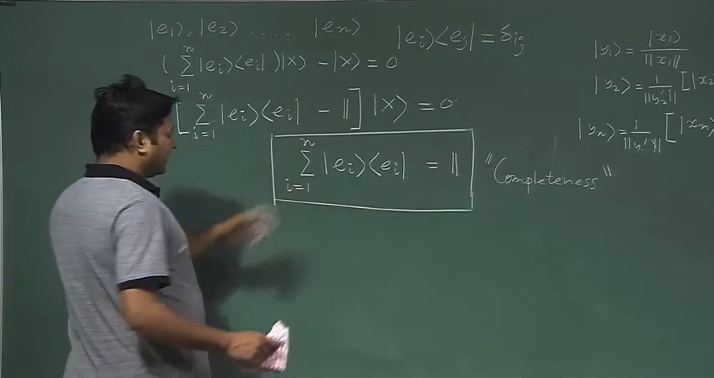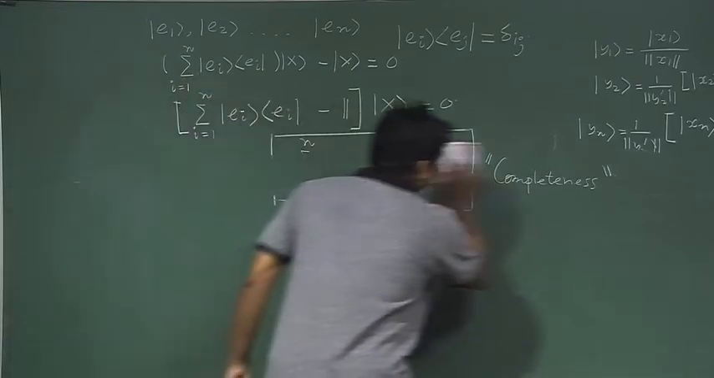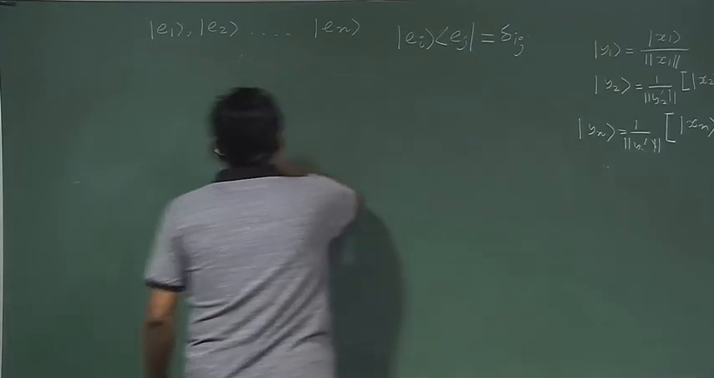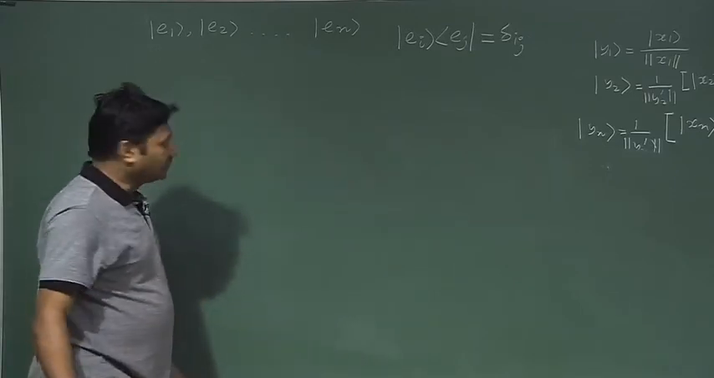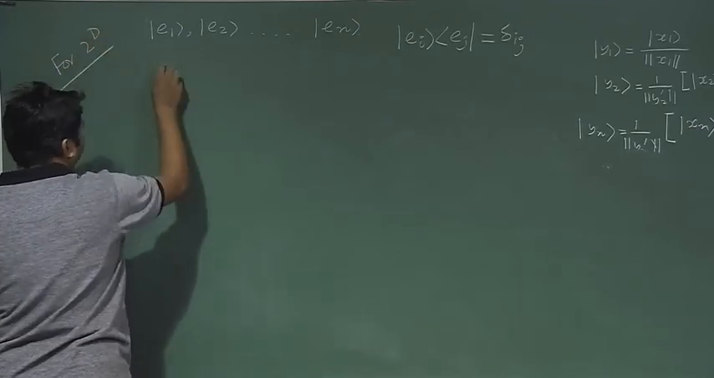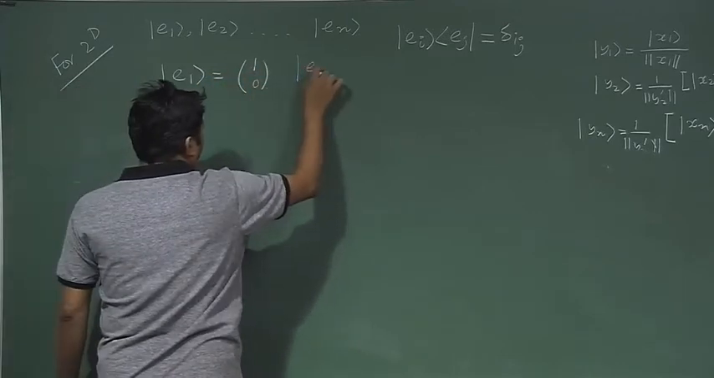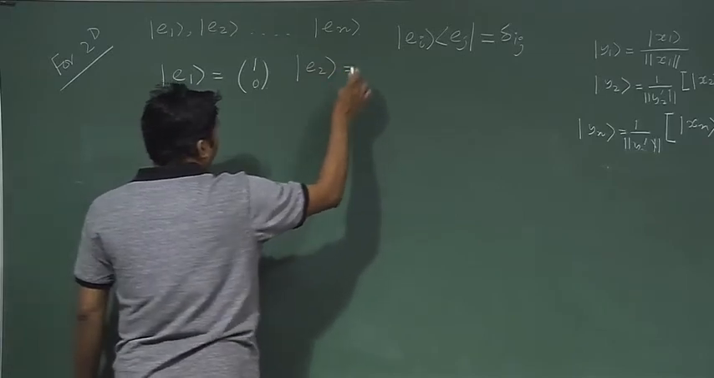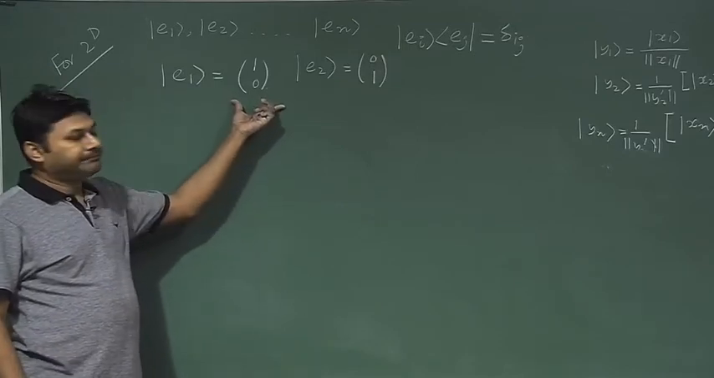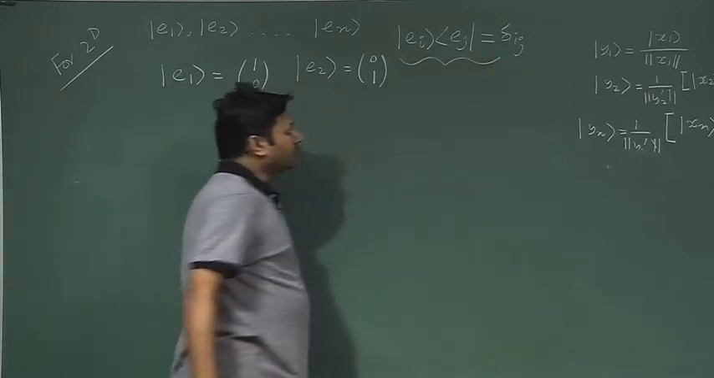So now I can check whether this is giving you completeness with my usual basis, to quickly understand how this is working. Let me do that for 2D, which is easier. E1, E2. I know that these two are an orthonormal basis. If they form an orthonormal basis, readily they will follow this rule.